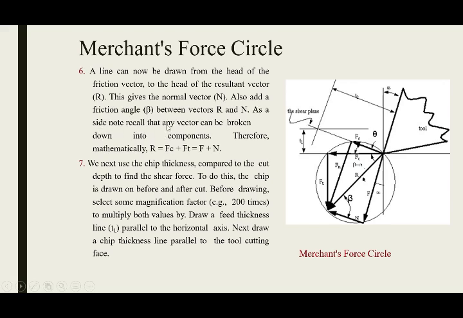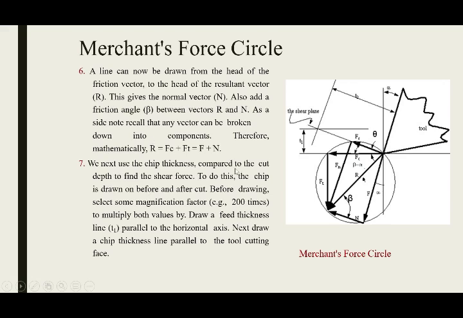As a side note, recall that any vector can be broken down into components. Therefore, mathematically R is equal to Fc plus Ft, which is equal to F plus N, that is balancing. R is equal to R dash, then Fc plus Ft will be equal to F plus N. Okay, so Fc plus Ft is equal to F plus N, as R and R dash will be equal and opposite.